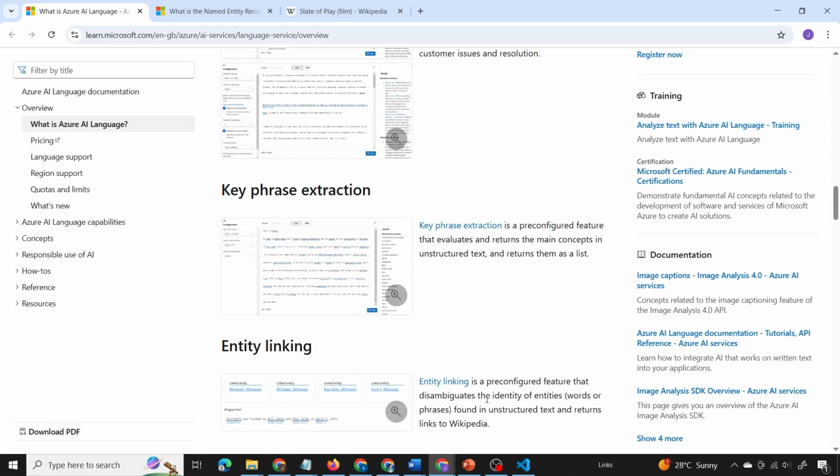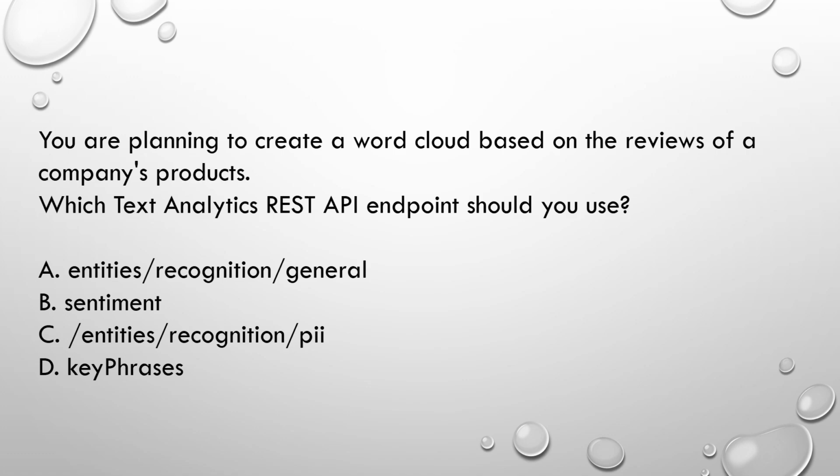Now let us get back into the question. What we have to do is create a word cloud based on the reviews. So it is a word cloud. What is the feature to extract keywords present in the text? That is key phrase extraction. So the correct answer is key phrases of the text analytics REST API. PII is for personally identifiable information detection. Sentiment is for analyzing the sentiment of the given text, and as for general, we didn't see such a feature in the options. So the correct answer is key phrases.